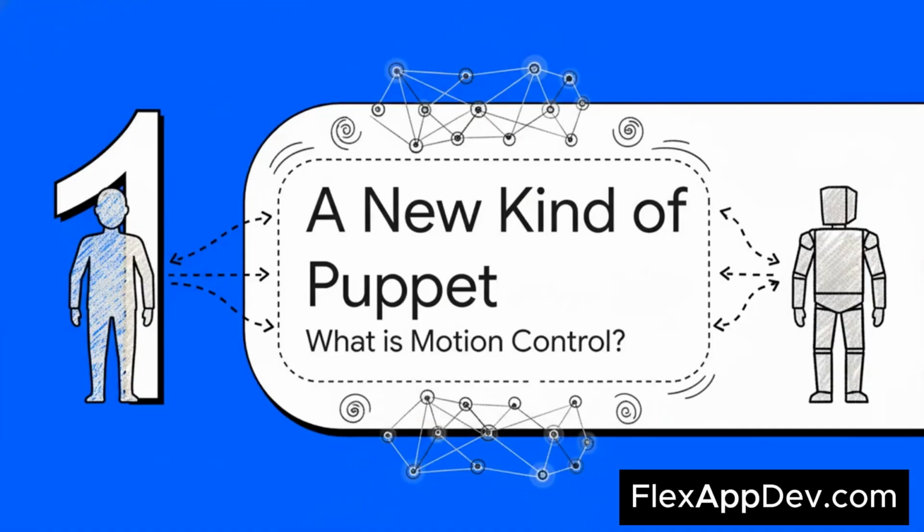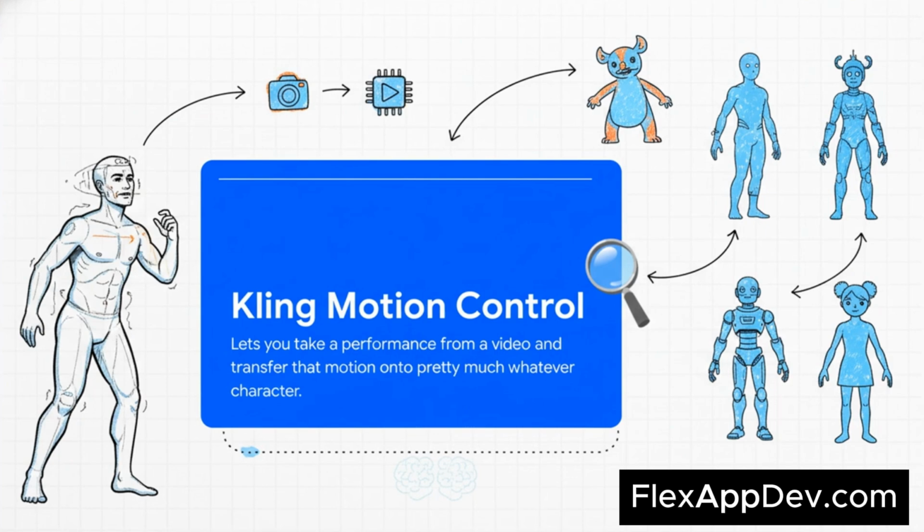Okay, before we jump into the tests, let's get on the same page about what this tech actually is. So what exactly is motion control? At its heart, Kling Motion Control is basically a type of motion capture. It lets you take a performance from any video, like, say, you acting out a scene in your living room, and then it transfers those exact body and facial movements onto almost any character you can dream up. Kling just maps your performance onto a still image and, boom, brings it to life.